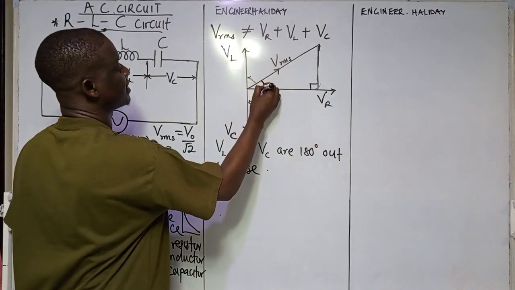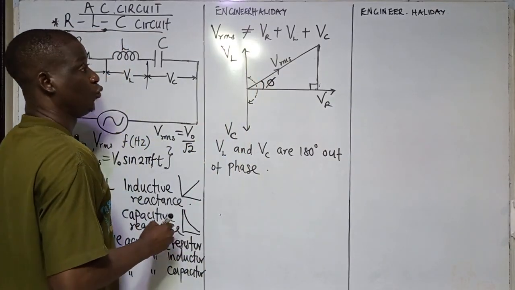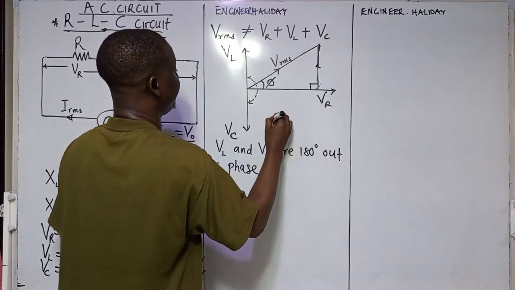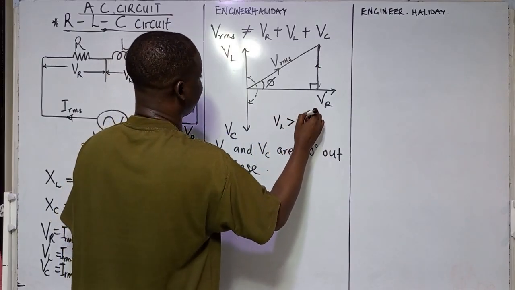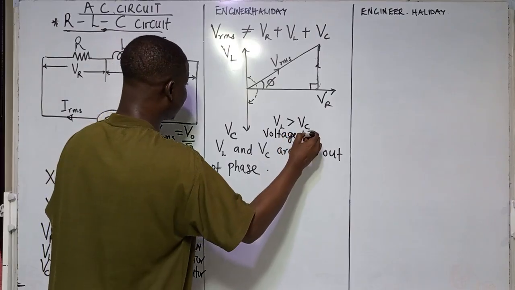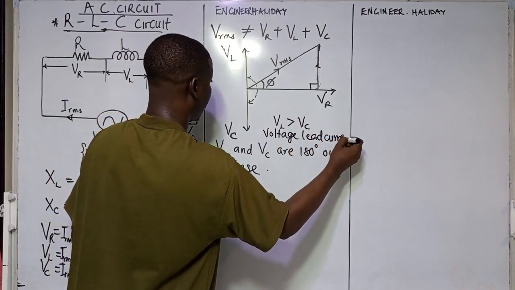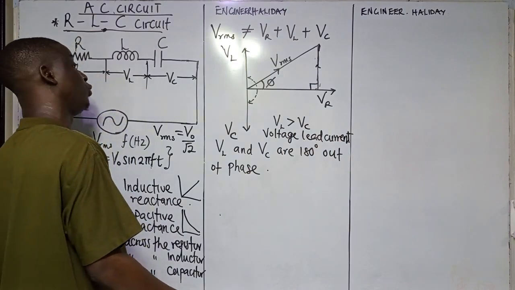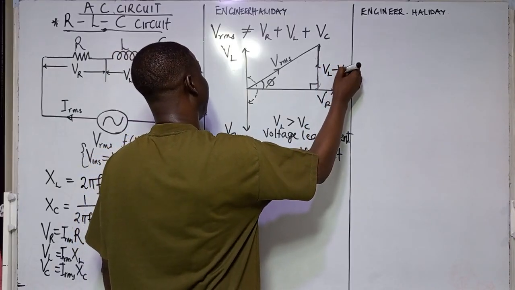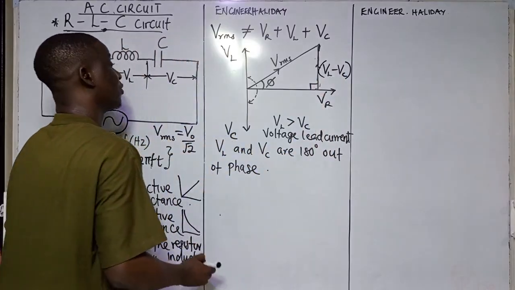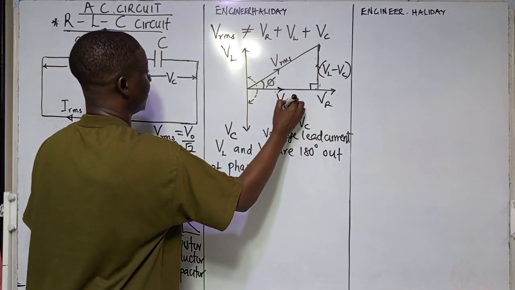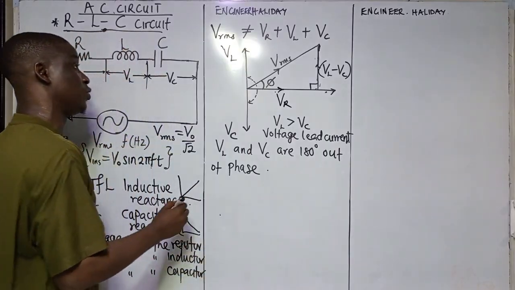Now, this is what we call the phase angle, which is to get the opposite side of it, we assume that VL is greater than VC, meaning that voltage leads current here. We assume that the voltage leads current here. VL is bigger than VC. So the net voltage here will now be VL minus VC. That's what we're going to have on the opposite side to this. This is VR. VR is not affected by frequency, don't forget.